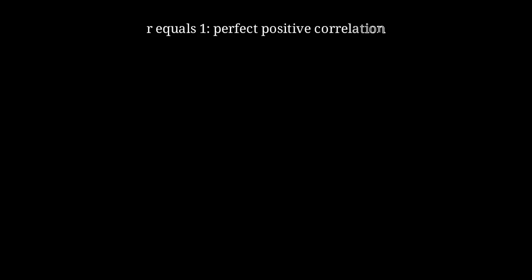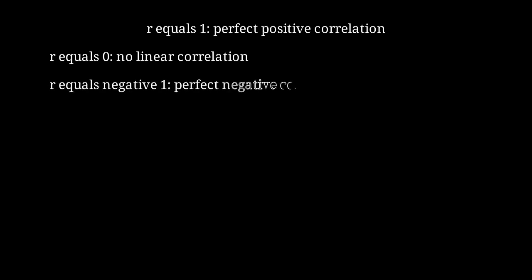R equals 1 means perfect positive correlation. When x increases, y increases proportionally with no scatter. R equals 0 means no linear correlation. The variables are independent, there's only random scatter. R equals -1 means perfect negative correlation. When x increases, y decreases proportionally.